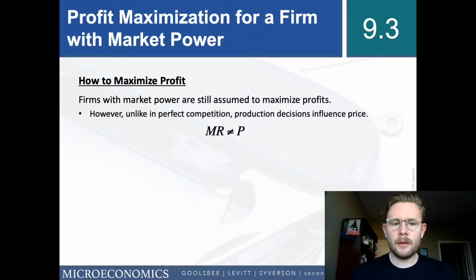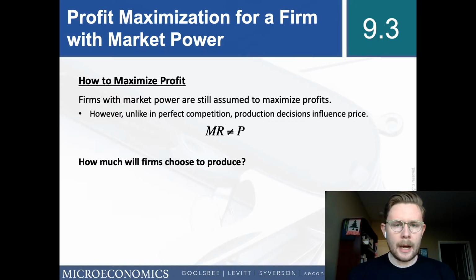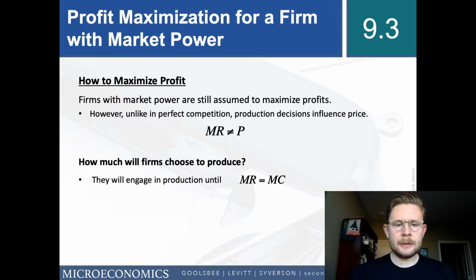Unlike in perfect competition, the market power that the monopoly has influences the price that they set. Before, with a perfectly competitive firm, we said that the marginal revenue was always equal to the price because the firm didn't have market power. Now we're throwing away that assumption. So, how are they making their input decisions now? How much will they choose to produce?